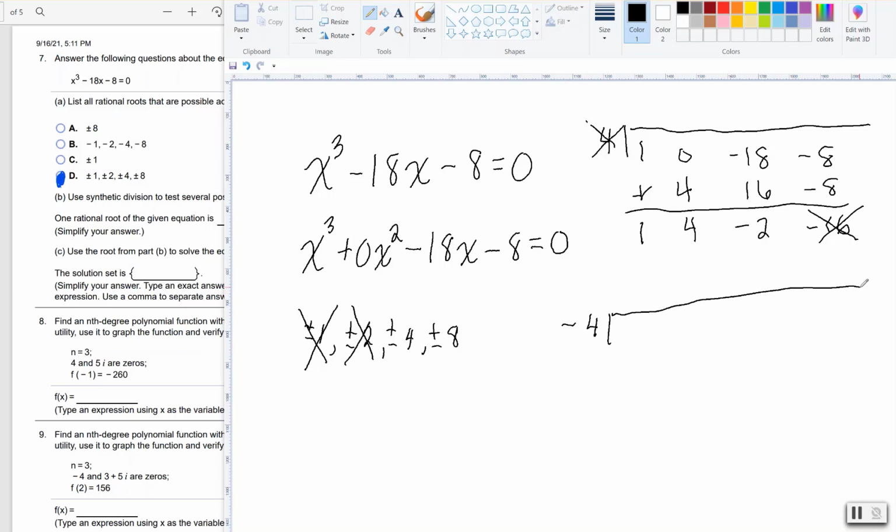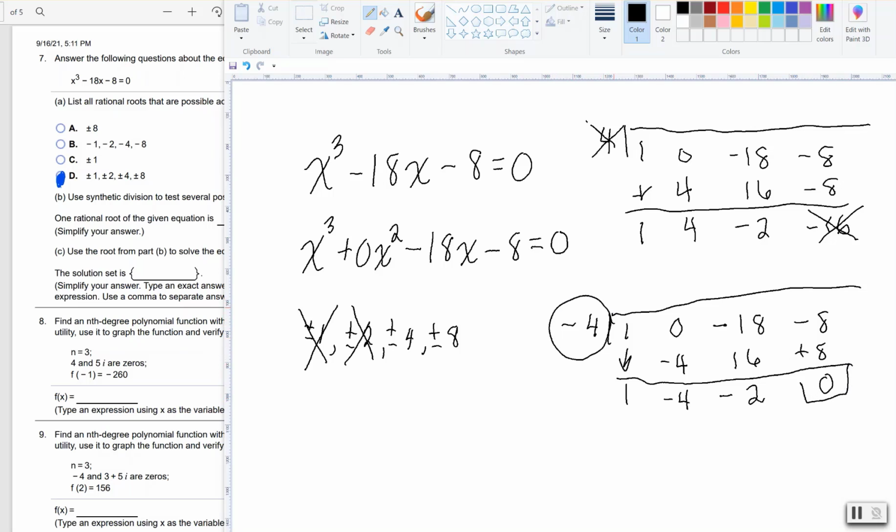Now I will try negative 4. Negative 4 on the outside, 1, 0, negative 18, negative 8 on the inside. Drop the 1, and multiply. Negative 4 times 1 is negative 4. 0 and negative 4 make negative 4. Negative 4 times negative 4 is positive 16. Negative 18 and 16 is negative 2. Negative 4 times negative 2 is positive 8. Negative 8 and positive 8 is 0. Therefore, negative 4 is a rational root.